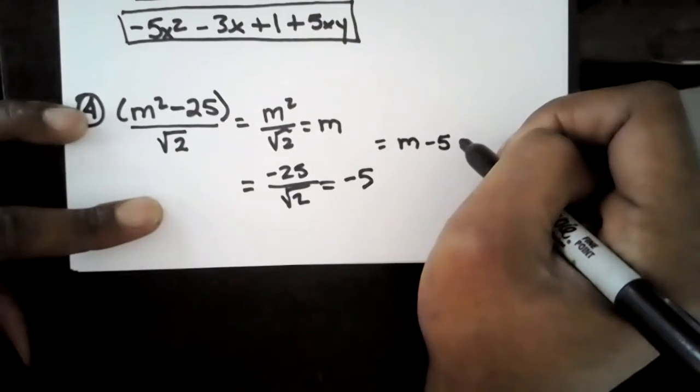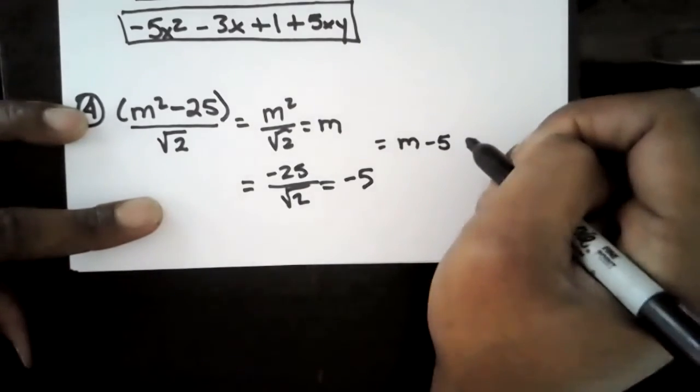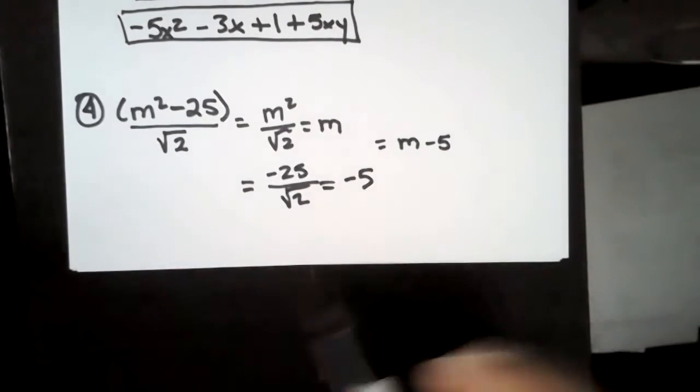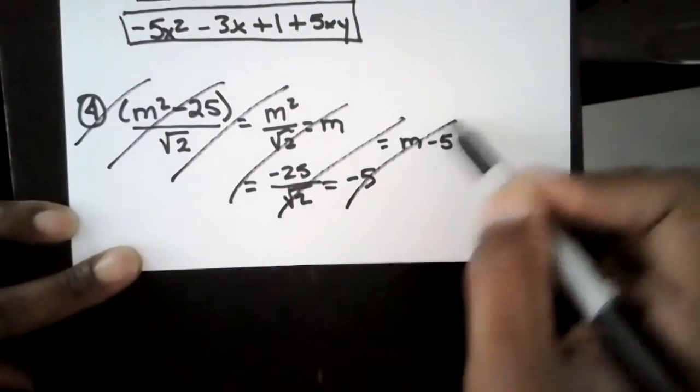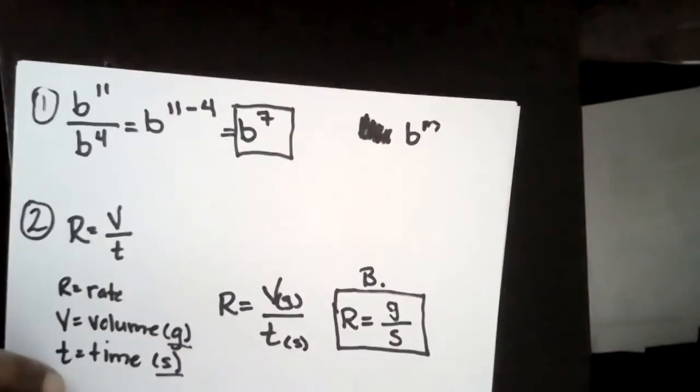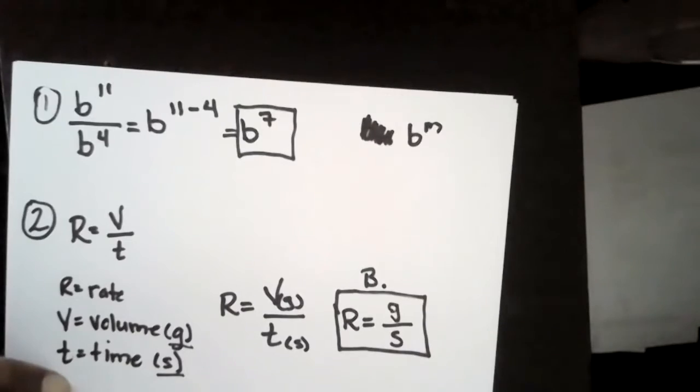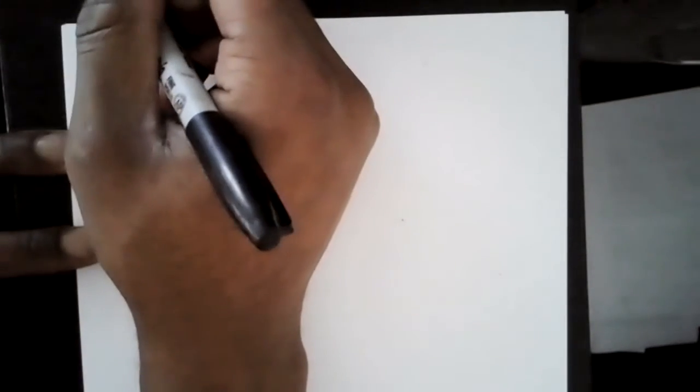One second. Actually, I did that one incorrectly. Let's start over. Sorry about that. So we have number 4, which says select the expression that is equivalent to m squared minus 25.